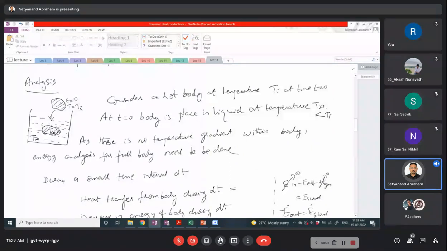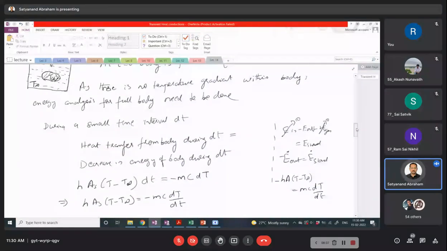Then we saw the analysis itself. We said that initially we have a body with the temperature Ti. That means the initial temperature at t equal to 0 is T equal to Ti. At time t equal to 0, we put it into water or any liquid. The liquid is at a temperature T infinity. In our analysis we are assuming T infinity is less than Ti, so the initial temperature was high.